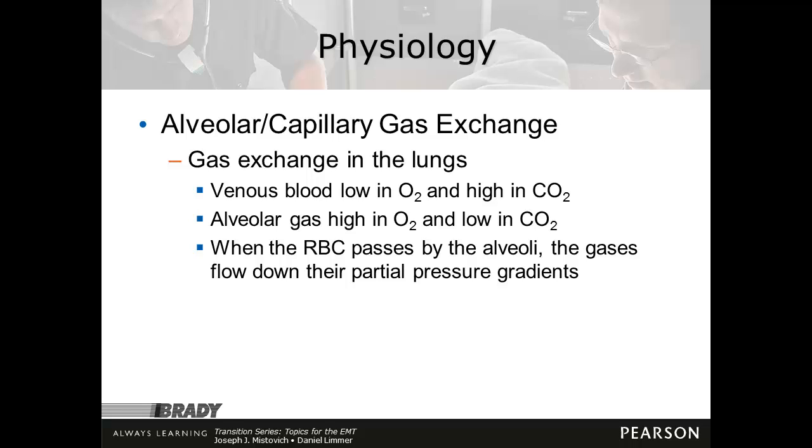Alveolar capillary gas exchange occurs in the lungs and is a matter of simple diffusion. Venous blood is low in oxygen and high in carbon dioxide. Alveolar blood is high in oxygen and low in carbon dioxide. When red blood cells pass by the alveoli, the gases diffuse across the membranes to achieve equivalency, because in concentrations, molecules tend to diffuse to achieve a balance.